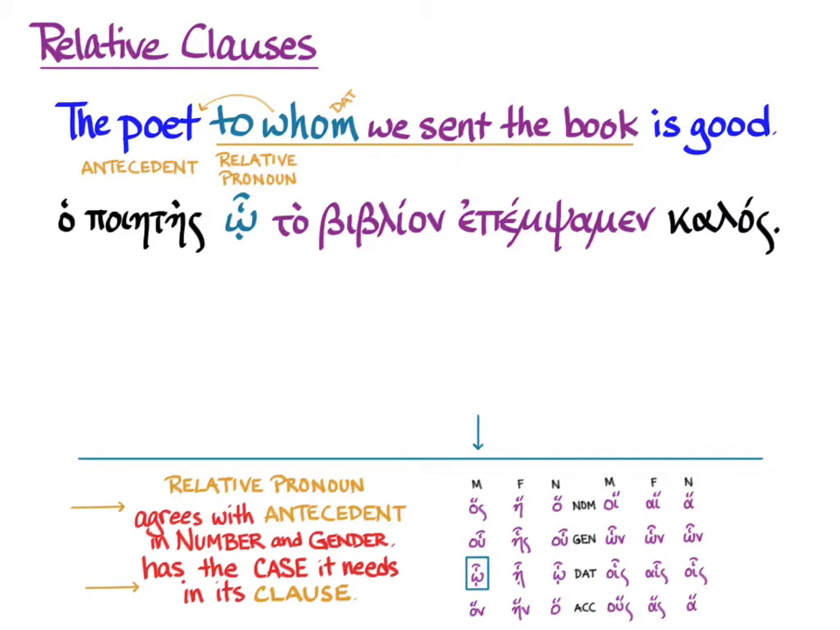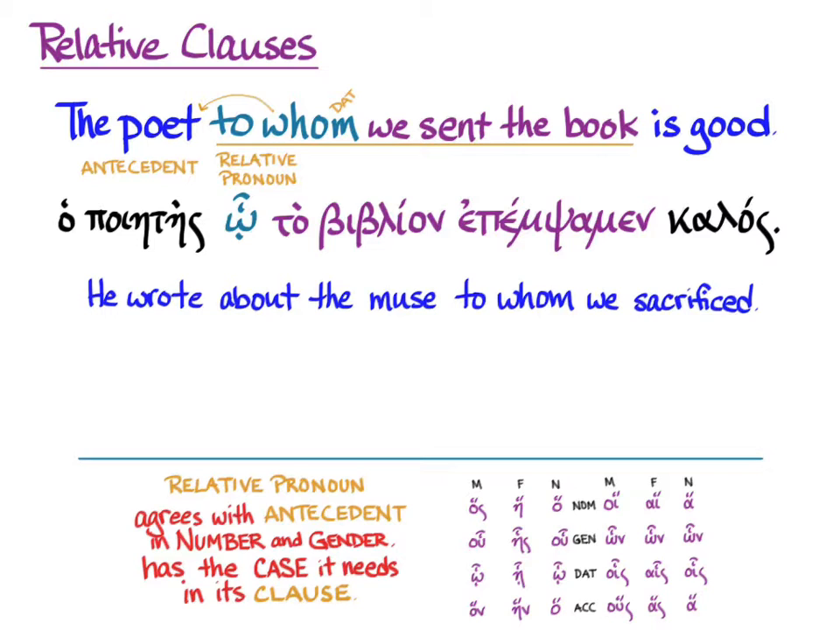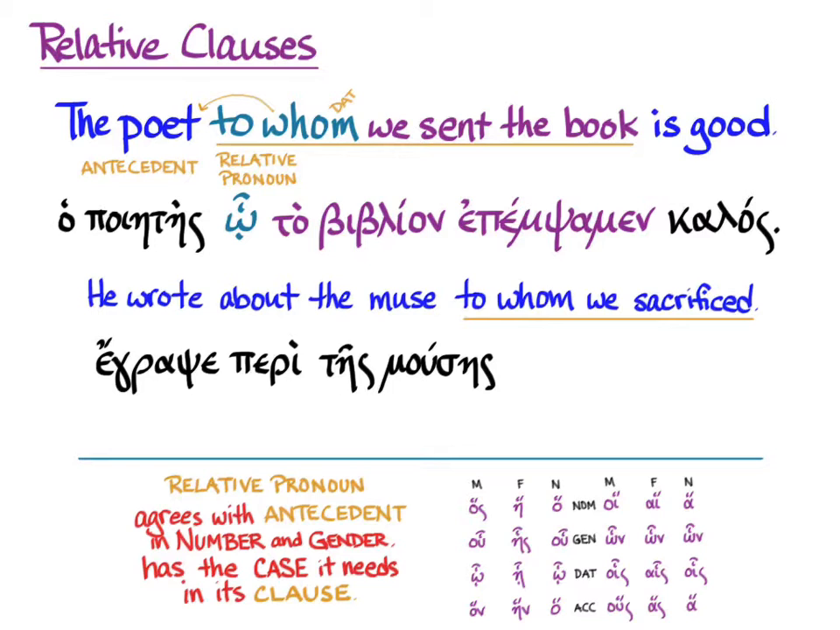Okay, for variety, let's try another sentence. He wrote about the muse to whom we sacrificed. So here, the relative clause is to whom we sacrificed. And it's going to tell us more about the muse that he wrote about. So let's do the main clause first. Έγραψε περί tes muses. He wrote about the muse.